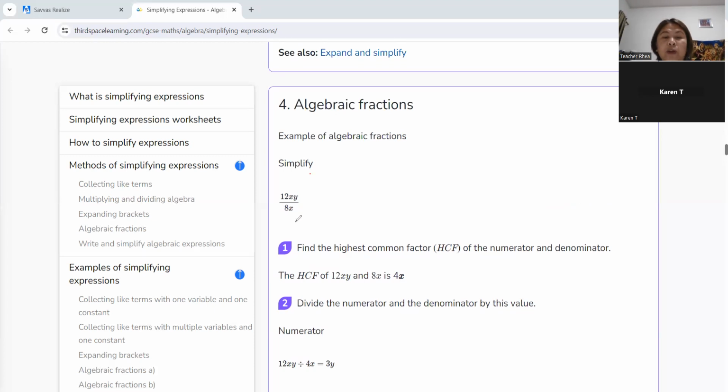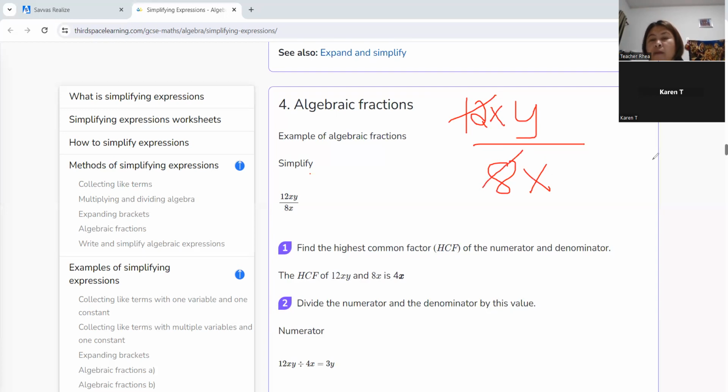So for example, we have this 12xy over 8x. The first thing you need to do is, again, Yousif, to find the highest common factor of the numerator and denominator. So the common factor, so 12, you can have 12. What's the highest common factor?